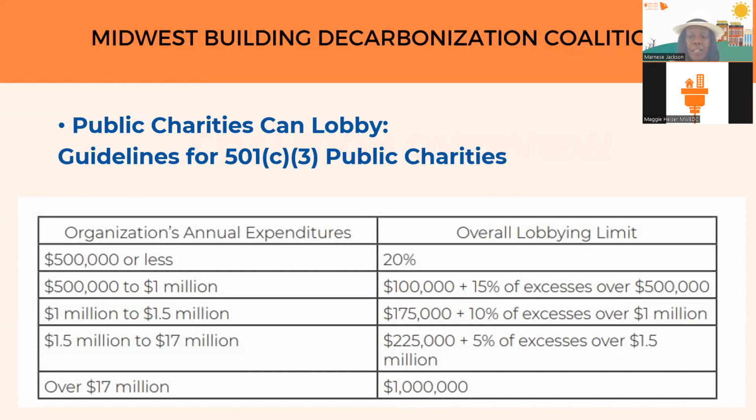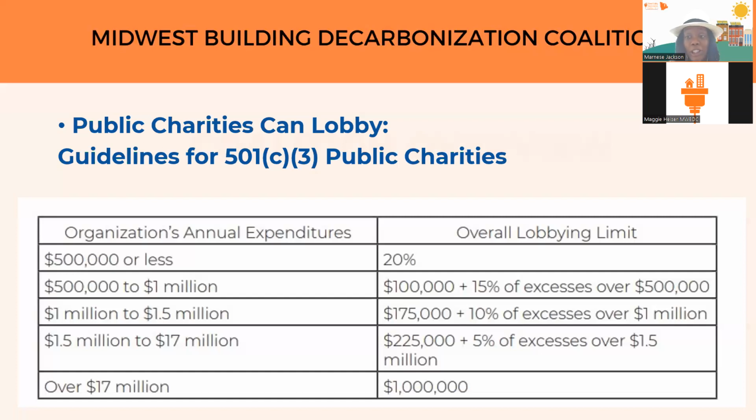Under federal tax law, lobbying generally consists of communications that are intended to influence specific legislation. How much lobbying your organization can engage in depends on the test it uses to calculate its limit: the optional 501h expenditure test or the default insubstantial part test.